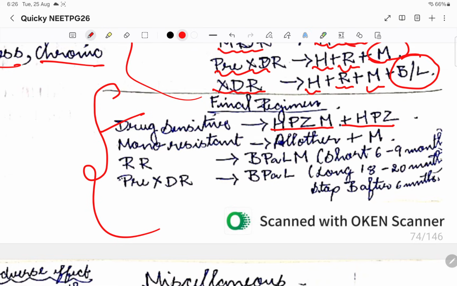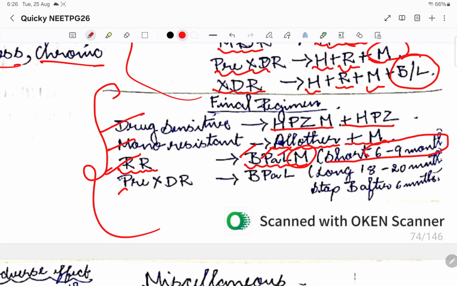Okay, if there is a mono drug resistance, then we give all the other drugs, leaving out that one particular drug that is resistant, and we are going to add moxifloxacin. If it is rifampicin resistant TB, we are going to go for the BPALM short regimen, that is for 6 to 9 months. BPALM meaning bedaquiline, pretomanid, linezolid, and also moxifloxacin.